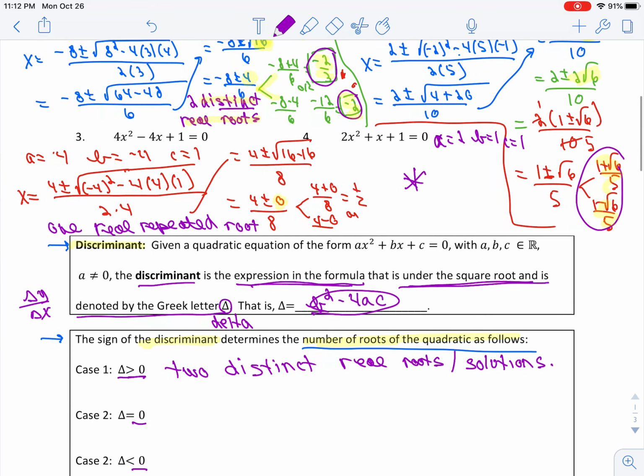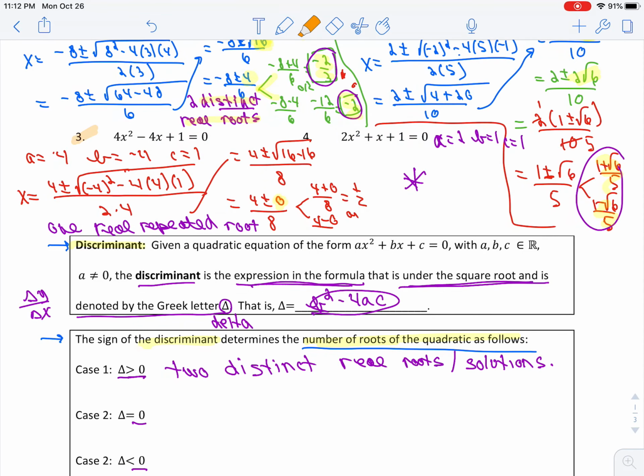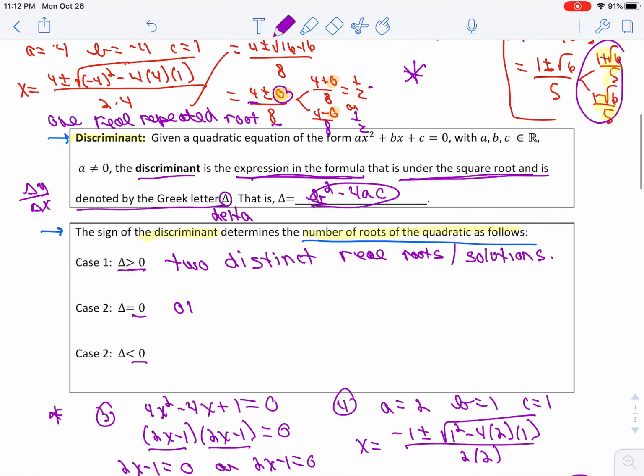Now, if the discriminant is equal to 0, then we saw that happening in this problem, number 3, where the discriminant was equal to 0. And so notice that we got the same solution twice. And it was a real number, because it's okay to take the square root of 0, and the square root of 0 is just 0. These are real numbers, so that means we get real solutions. But this time it's one repeated real solution, or root.